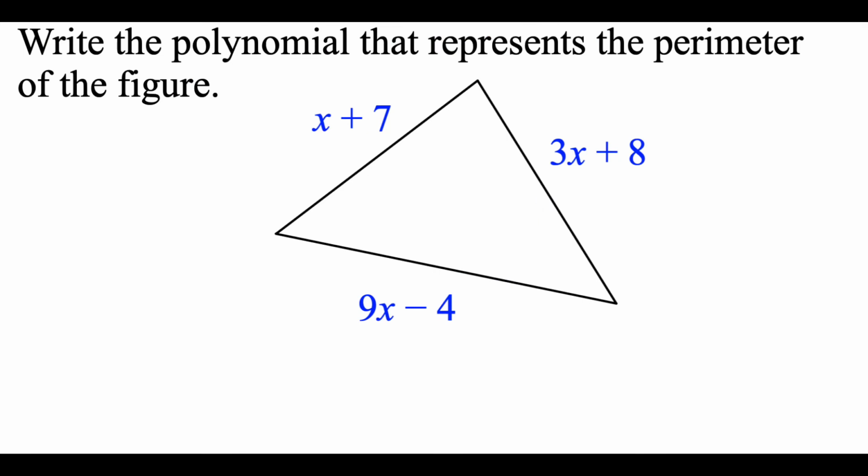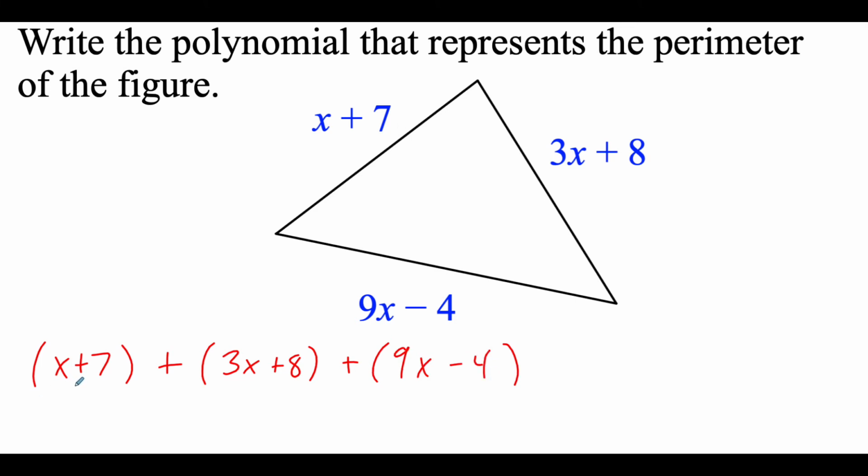Now, one more example that we're going to take a look at. We've got this triangle, and it says that we want to write out a polynomial that's going to represent the perimeter of the triangle. And we have to remember that perimeter means the distance around the outside of a shape. So all of these expressions represent the specific length of a side of this triangle. To find the perimeter, we want to add all those things together. So we start with one of the sides. I'm going to start with the x plus 7. I want to add on one of the other sides, so let's go 3x plus 8, and then I want to add on that last side, so 9x minus 4.